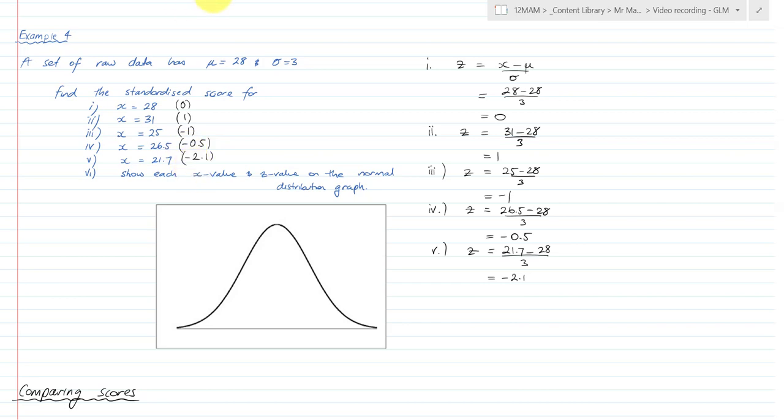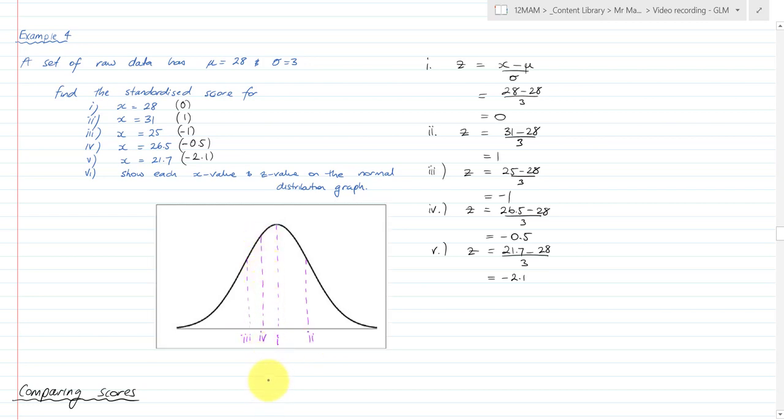And then we're going to plot each of these on the graph. So 0 is here. That's answer to 1. The answer to 2 is about here. And the answer to 3 is symmetrically on the other side. So that should be 3. The answer to 4 is here.